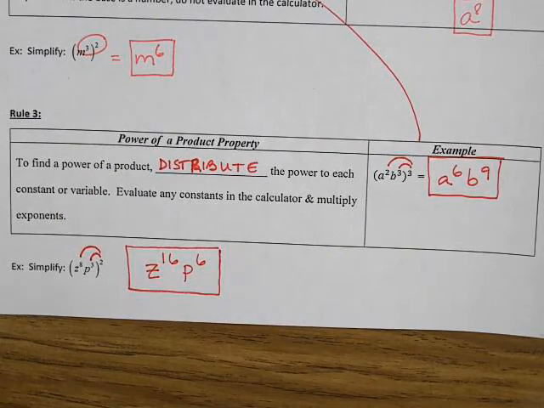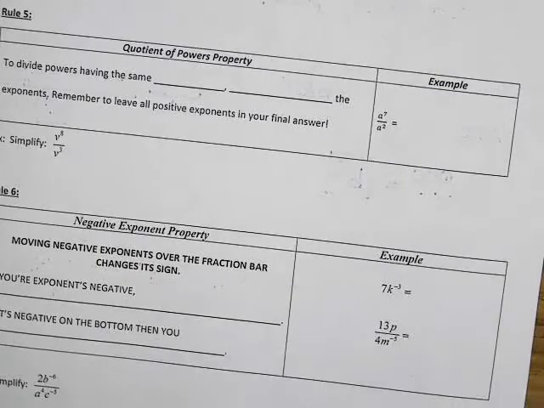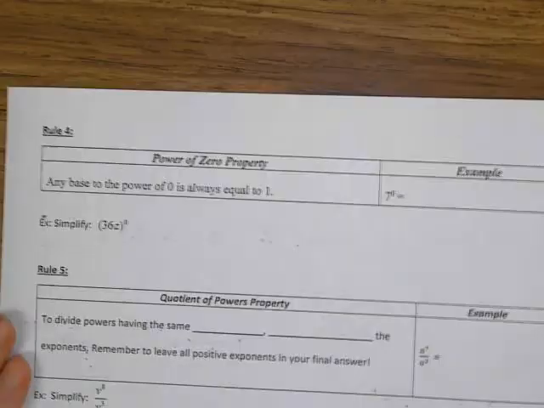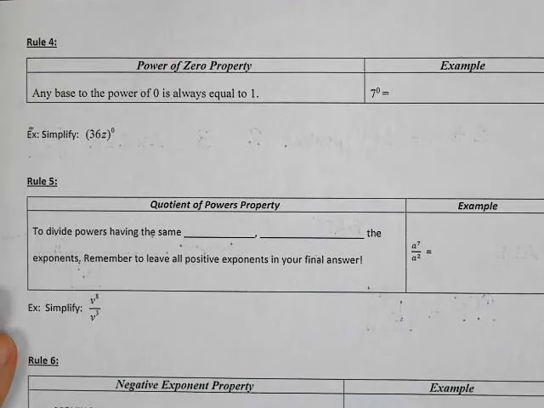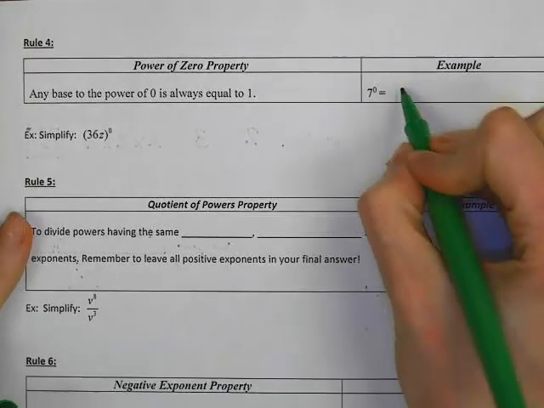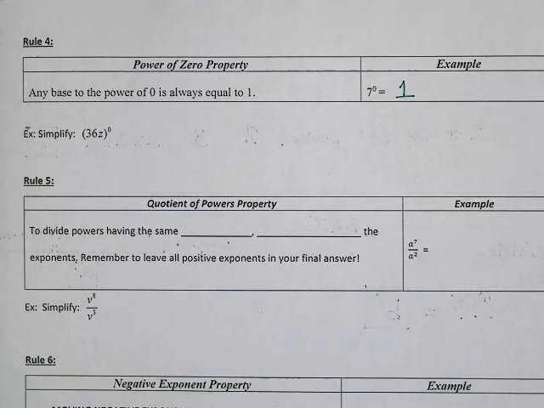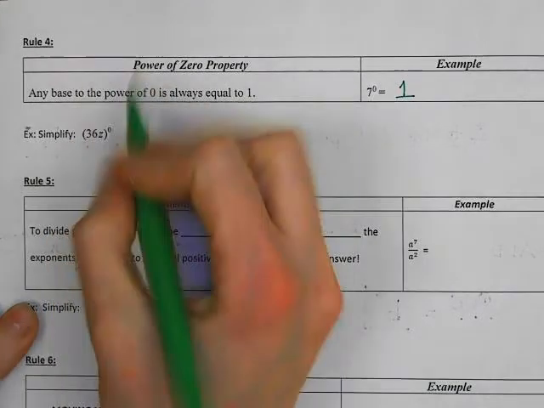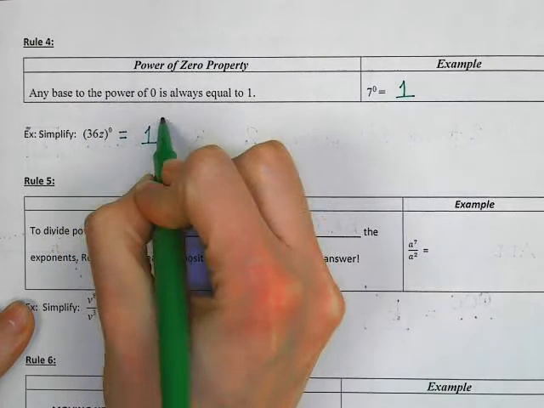All right, flipping over to rule 4. This is everybody's favorite. Anything to the 0 power is always 1. And if you don't believe me, type it in your calculator. Anything to the 0 power is always 1. So in your example, anything to the 0 power is always 1. Okay, done. That's an easy one, rule 4.